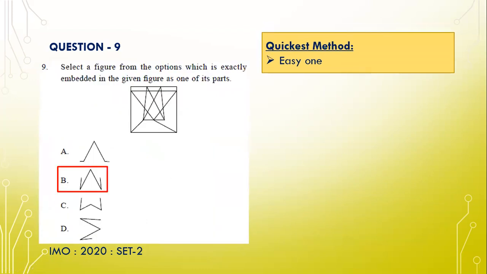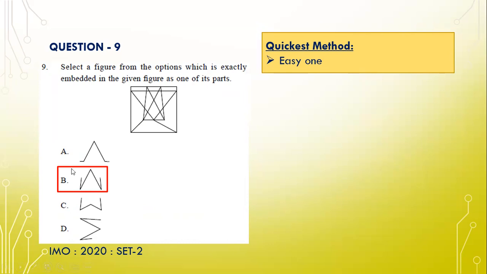Select a figure from the options which is exactly embedded in the given figure as one of its parts. Easy question. So again, if you find easy questions like this, start solving them as quickly as possible. If you find a question which is difficult, then you can mark it for later. But don't waste too much time on the difficult questions. First, solve all the easy questions, and then you can come back to your difficult questions.